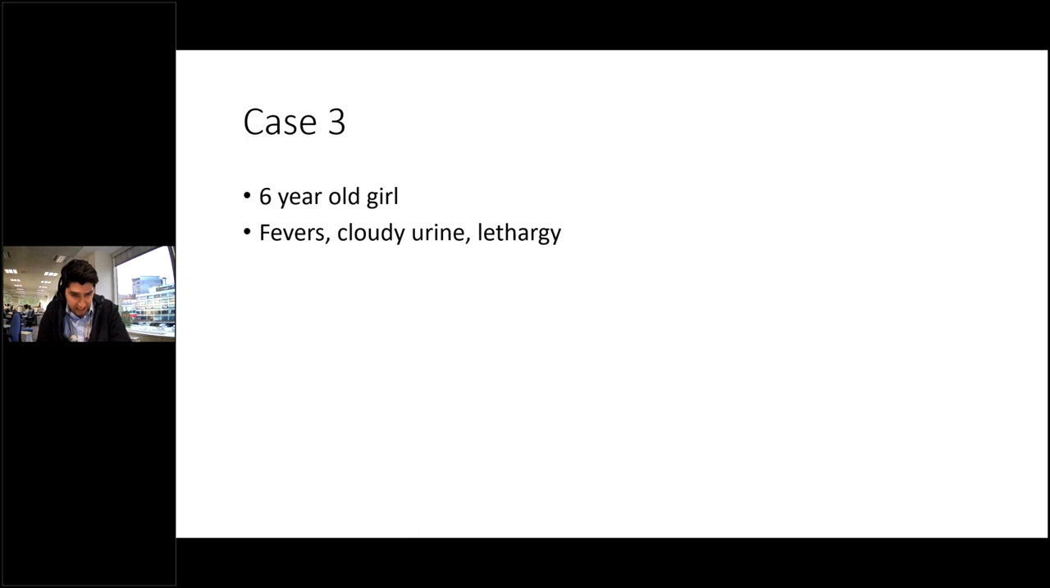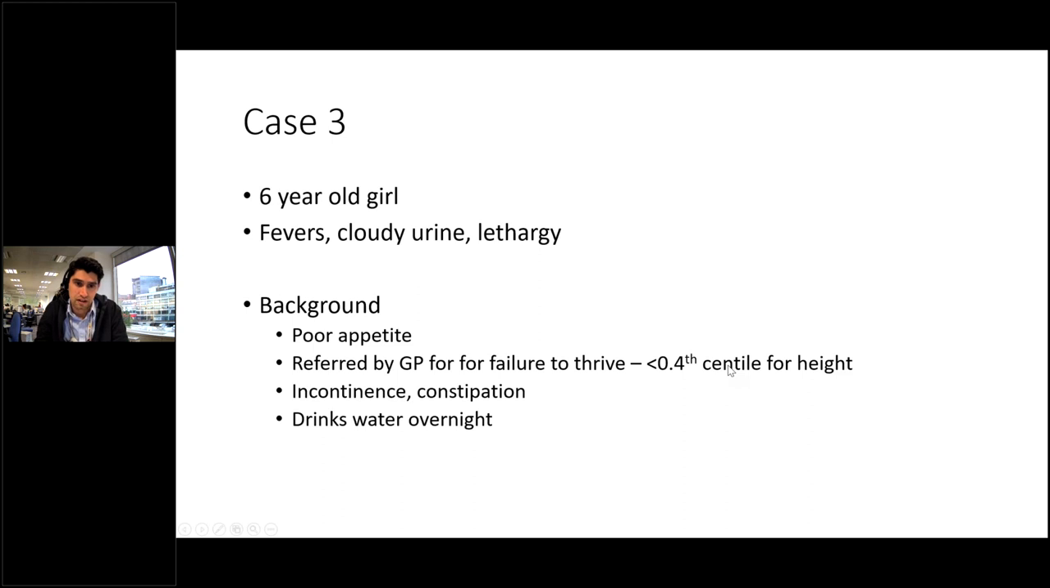So one last case, a six-year-old girl who's developed fevers, cloudy urine, and lethargy, but previously not known to pediatric services. Background of poor appetite, general failure to thrive, has incontinence and constipation, and drinks a lot of water overnight. This is a true story. The parents described their daughter as a little Viking because she drank pints and pints of water. And does anyone have any thoughts?